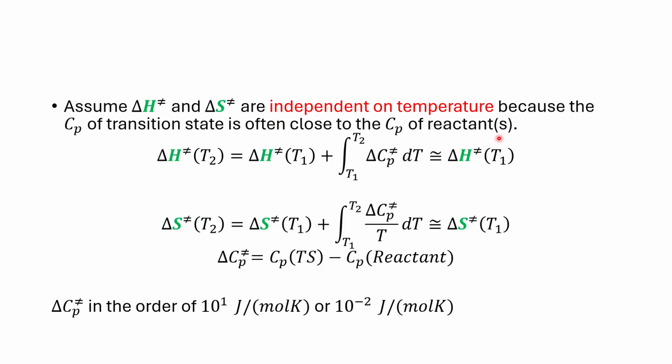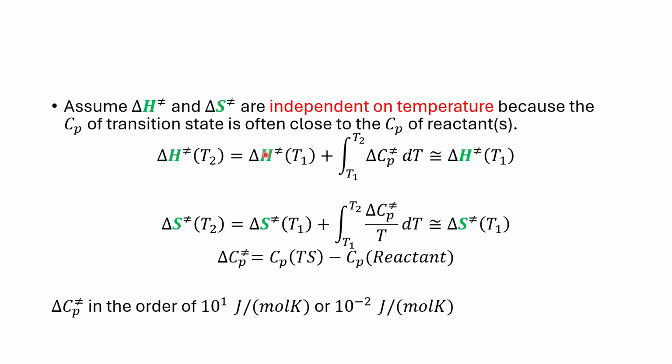If the heat capacities are similar, then the change in heat capacity of activation is very small. So the temperature dependence of ΔH for the activated complex is given by these expressions here. If ΔCp is small, then these expressions will be small. So ΔH for the activated complex will be about the same as ΔH for the reactant.